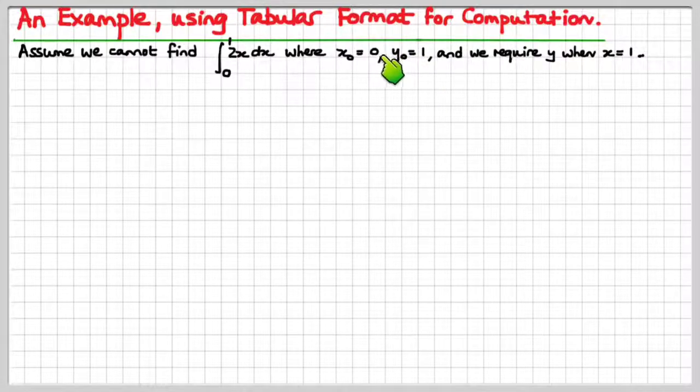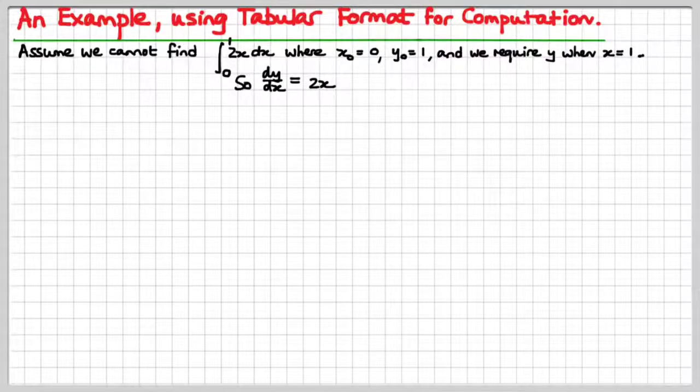Coordinate point 0 and 1. And we require y when x is 1, okay? So we've got y when x is 0, we need y when x is 1. So we've got to iterate somehow between x is 0 and x is 1, because we can't work this out, right? We can't work it out, which is rubbish, but we're just assuming that for the sake of the exercise, for me to demonstrate it to you.